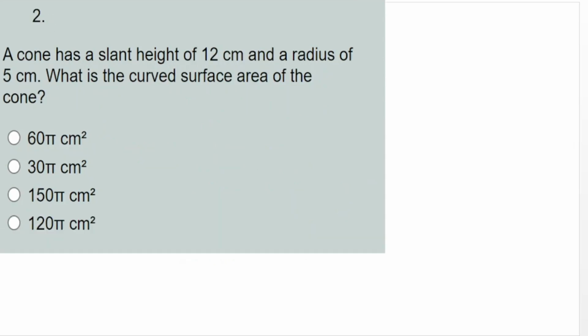Question number 2 is on cone. A cone has a slant height of 12 centimeters and a radius of 5 centimeters. What is the curved surface area of the cone? The same thing, for the curved surface area of the cone, you must write out the formula first so that you know what to do. So what's the curved surface area of a cone? That is pi r l.